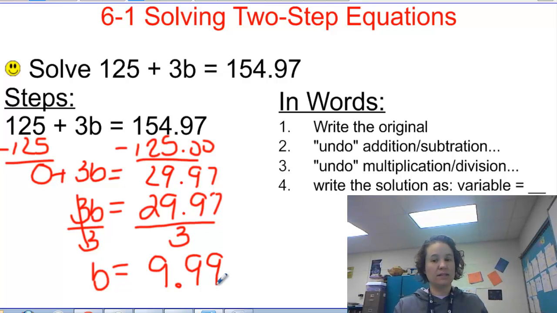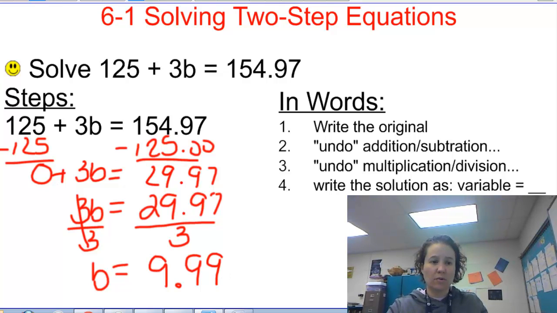And notice that my fourth step is to write the solution as whatever my variable is equals whatever I got when I was solving my equation. We want to make it clear that your solution, and solution means a number that I can put in for the variable that makes the statement true. So when I put 9.99 in for the variable, that's going to make that equation true. And so I want to write that as my variable equals that number.